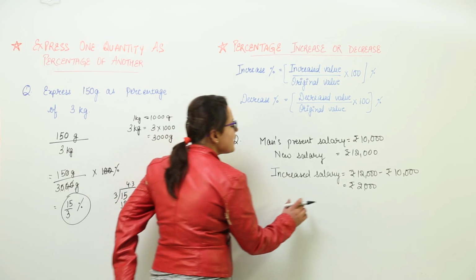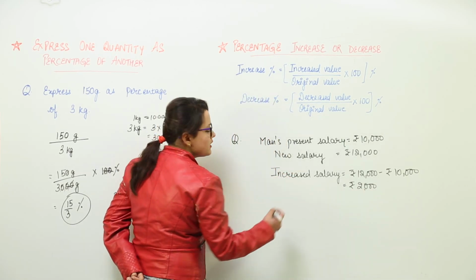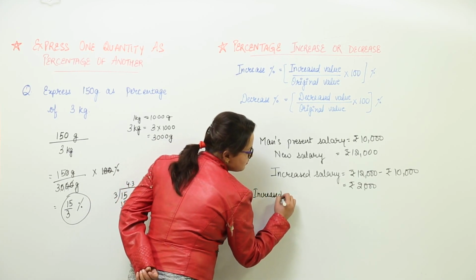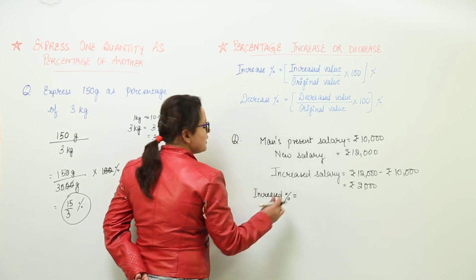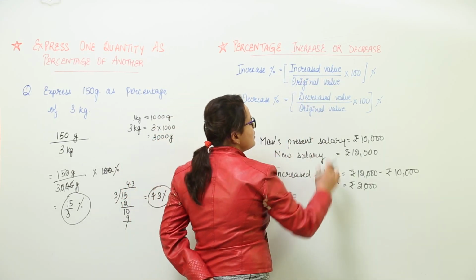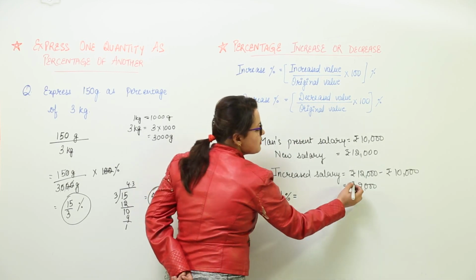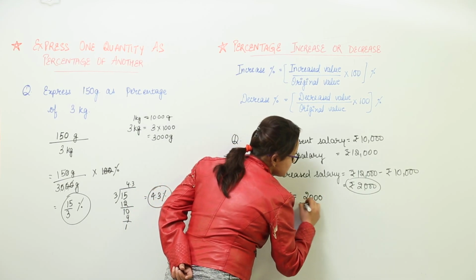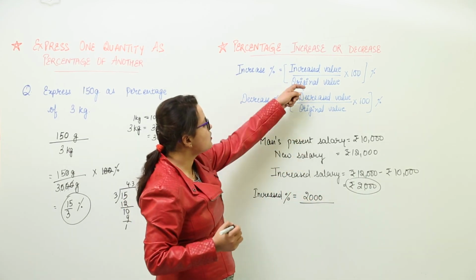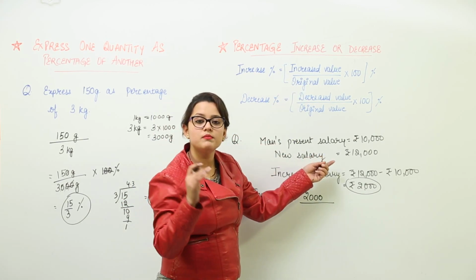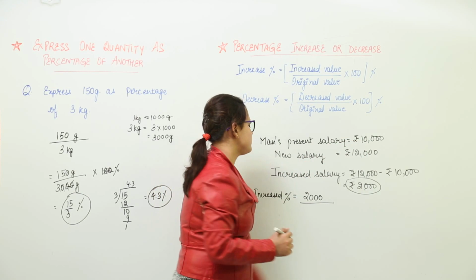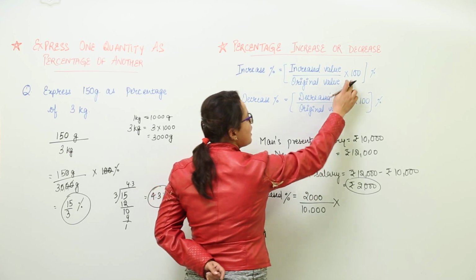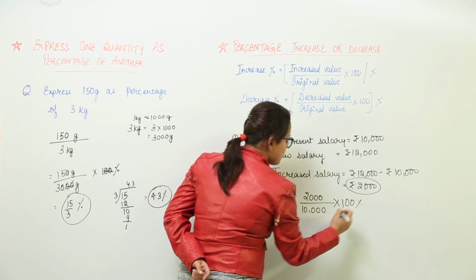Now, if I ask you to represent this in the form of percentage, how would you do that? Because here the salary has been increased, we are going to find out the increased percentage, that will be equal to the increased value. Now what is the increased value here? How much salary has been increased? 2000 rupees is the salary increased. And what was the original value, the original salary before increasing? It was 10,000. So you write 2000 upon 10,000 and multiply this with 100%.